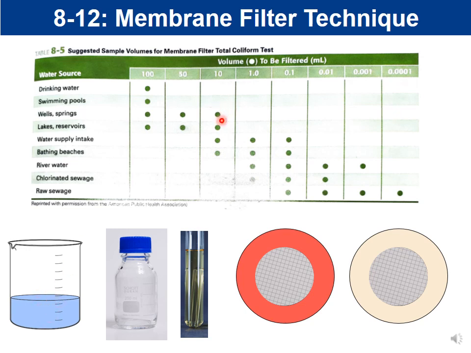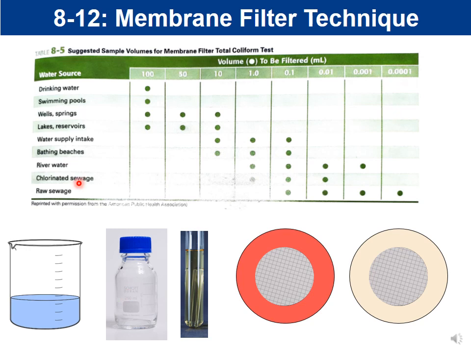In this case, I would choose 10 milliliters. And we would have out for you these glass bottles. In the glass bottle is 100 milliliters of sterile water. This water has been autoclaved, it's sterile, and it's there to help dilute your sample. So I could take 10 milliliters of the water I'm testing, and use the pipette to transfer that water into 100 milliliters of sterile water. Now, when I do that, I've diluted my sample.